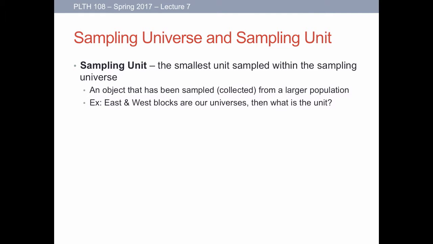Okay, so on the flip side, we've got the sampling universe, which is sort of the biggest it goes, right? Sampling universe is the total area that you're treating as a single sort of pest population. And then we've got the sampling unit, which is the smallest unit that's sampled within that sampling universe. Sampling units are a little bit tricky. Essentially, an object that has been sampled or collected from a larger population.